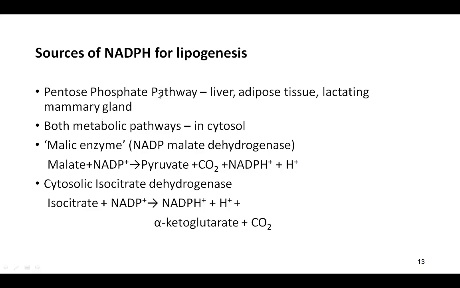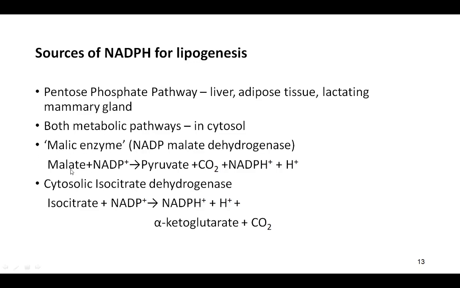And this pentose phosphate pathway, if you remember, was already covered in carbohydrate metabolism. This also happens in the cytosol, and fatty acid biosynthesis also happens in the cytosol. So the NADPH formed in the pentose phosphate pathway is very easily incorporated into fatty acid biosynthesis, because both cycles happen in the cytosol only.